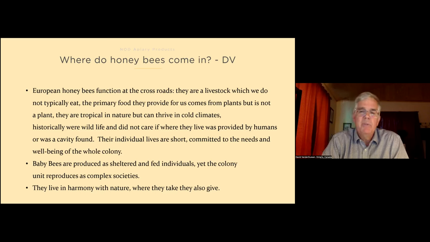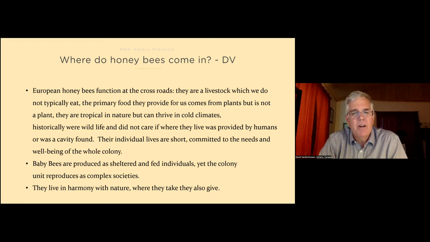If you think of a human, it takes 20 years to raise a human to adulthood, then they have their years. This is a very similar ratio to what the honeybees have. So baby bees are produced as sheltered and fed individuals. They're raised in the honeycomb. They start out 3 days as an egg, 6 days as a larva. Then they go through a pupating stage where they weave themselves a cocoon, and then they emerge as an adult bee, ready to serve the colony. And so even though they're raised as individuals like humans, yet the colony unit reproduces as a complex society.